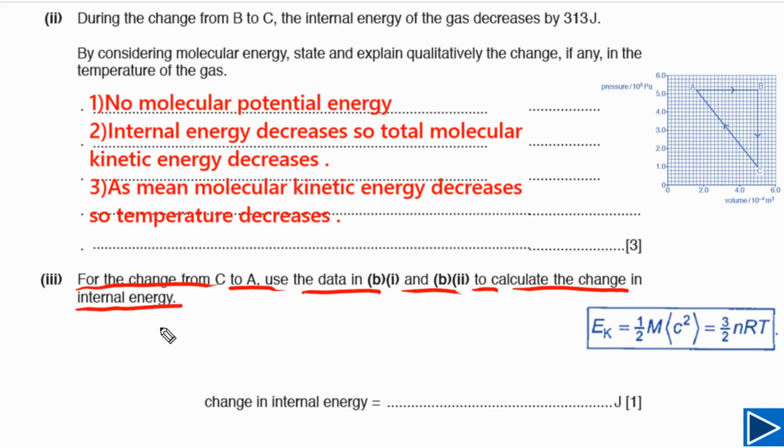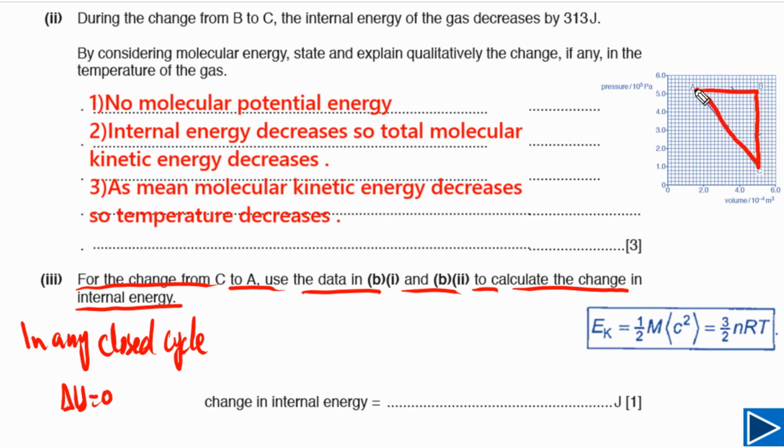This is based on one very important concept. Let me explain that concept first, and then we will answer this question. The concept is very simple: in any closed cycle, delta U is equal to 0. If you look at this PV diagram, if I go from A to B, then from B to C, and then from C to A, this will form a closed cycle.